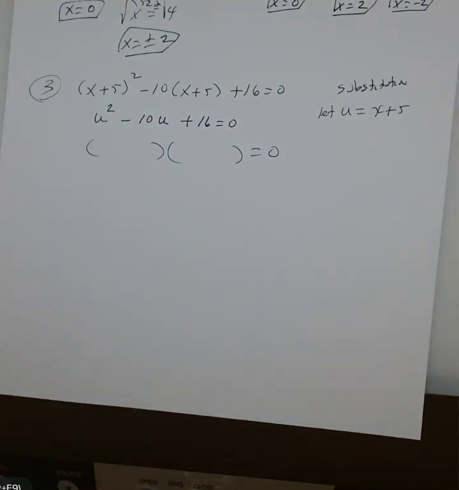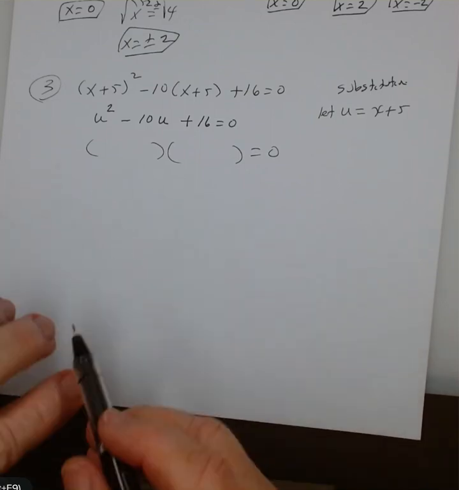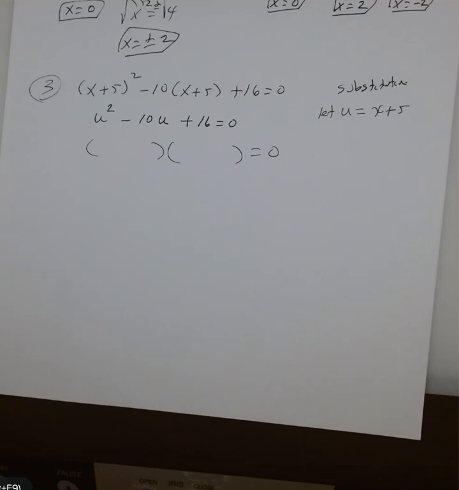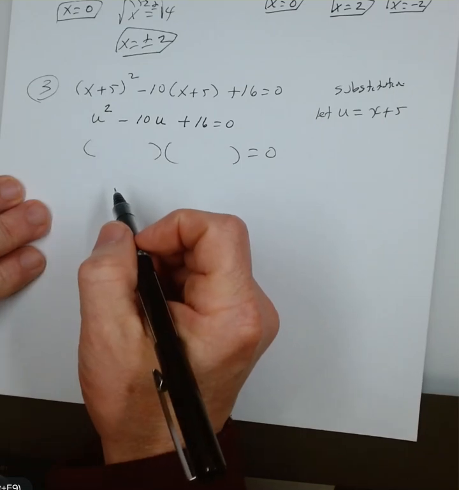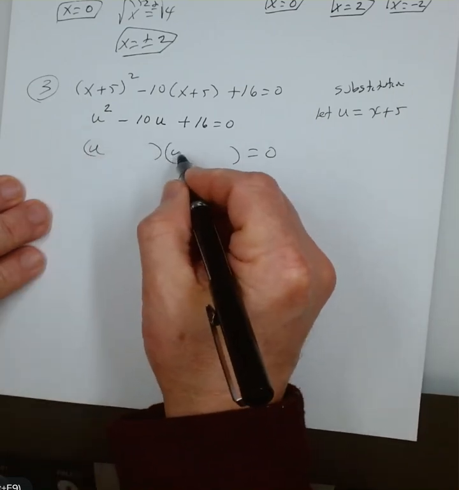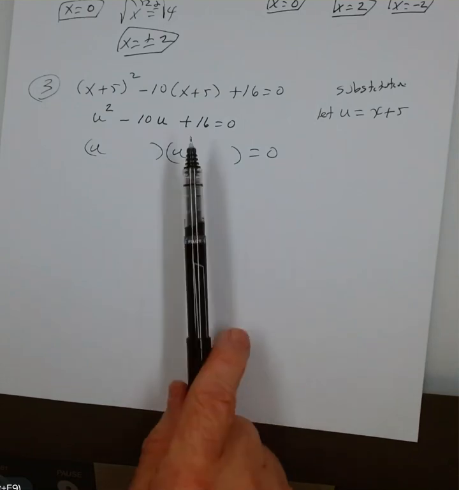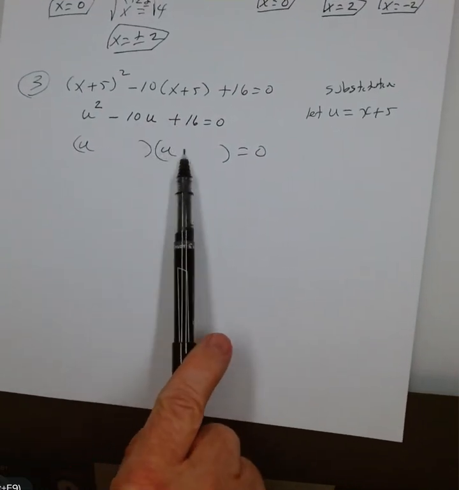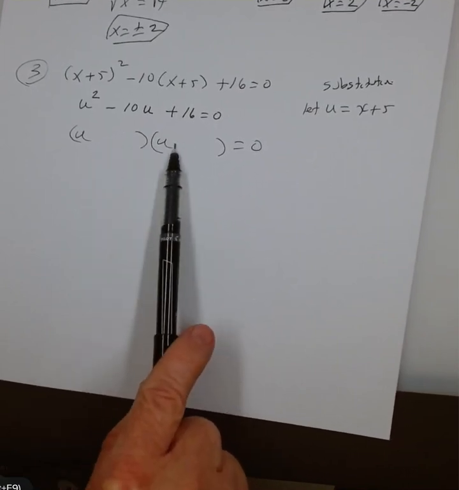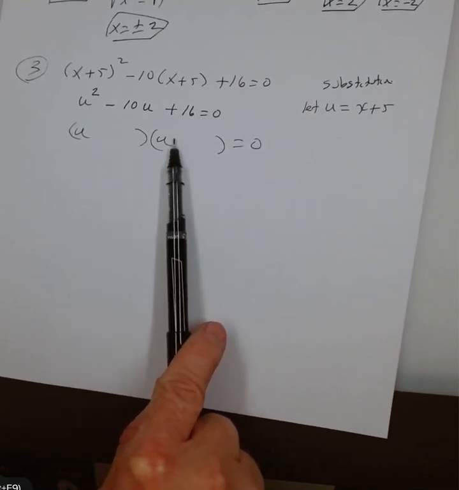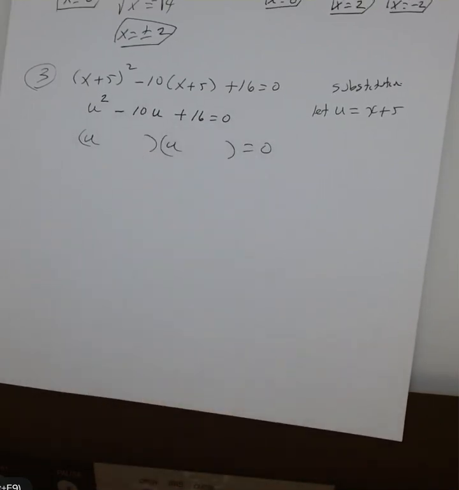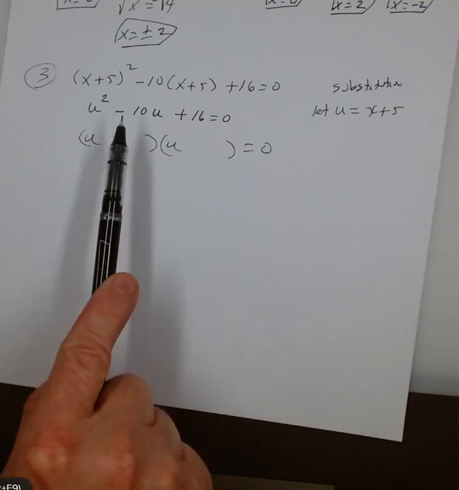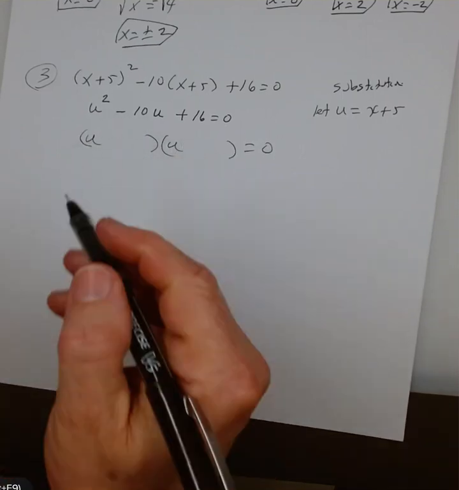Remember, this is trial and error. If something doesn't work, you try something else. So what two things multiplied by each other is u squared? U and u. Okay, the last sign's positive. That means that these signs in here have to be same or different? The same. A negative times a negative is a positive, and a positive times a positive is a positive. So they'd be the same, and they're going to be that middle sign here. So both of these signs in here have to be what? Negative.